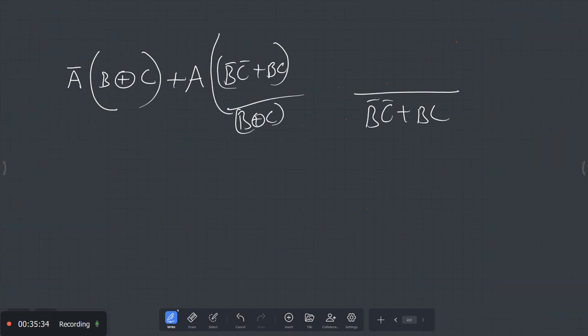Use De Morgan's theorem. See what you will get. Right? Definitely you will get B XOR C whole bar. Right? You solve this. Okay. Exactly.